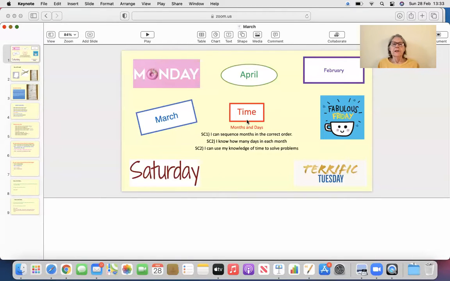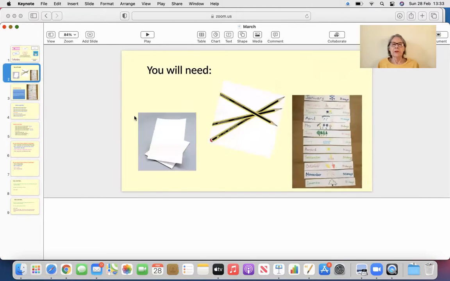Okay, so we're going to be able to sequence the months in the correct order as quickly as possible. We will know how many days are in each month, and we can use our knowledge of time to solve problems. So what do we need?